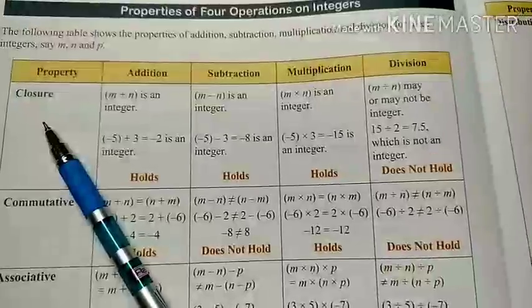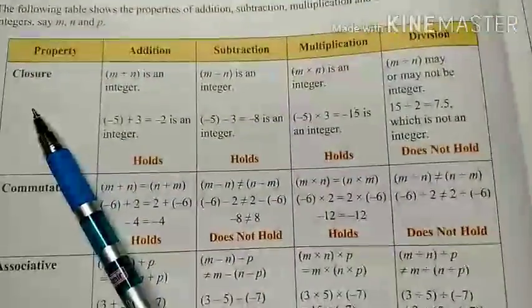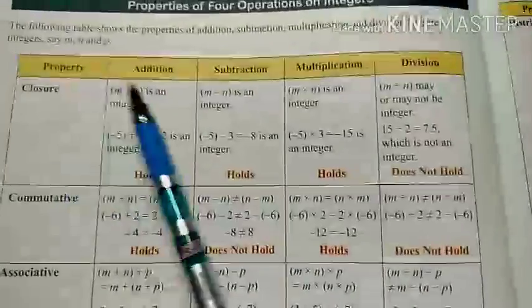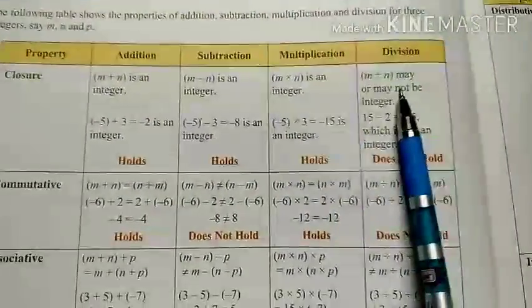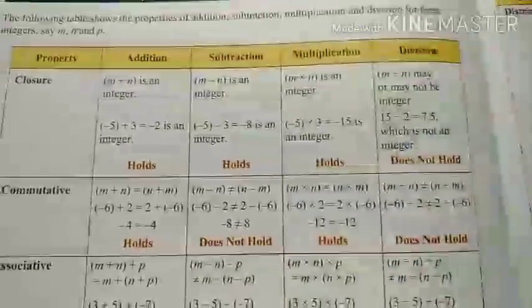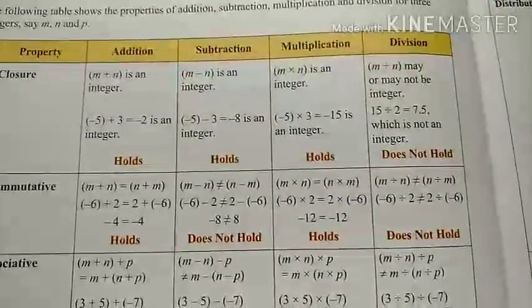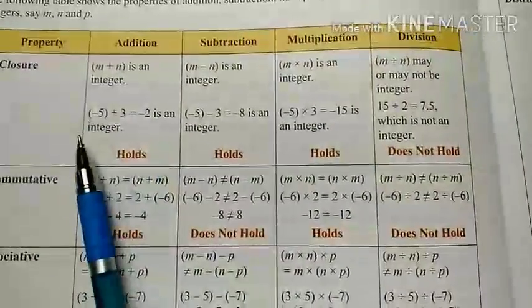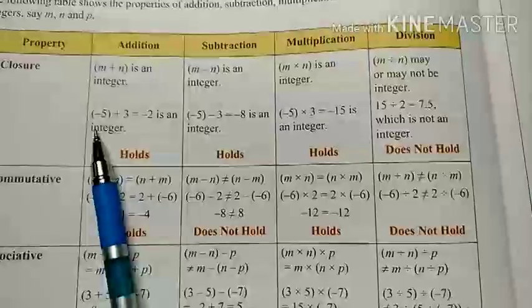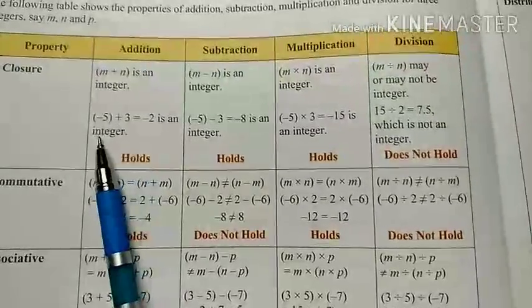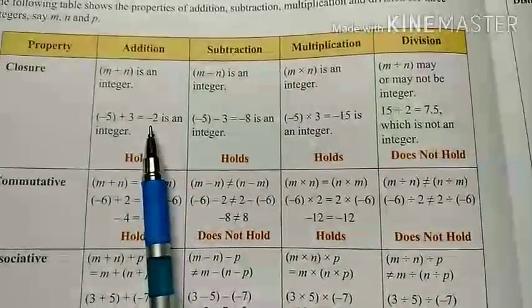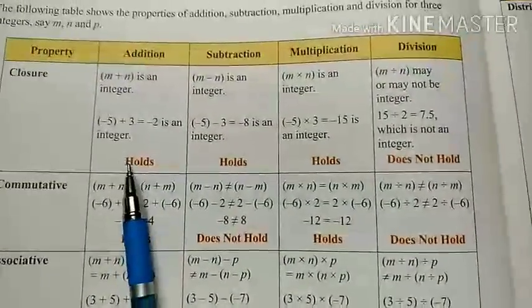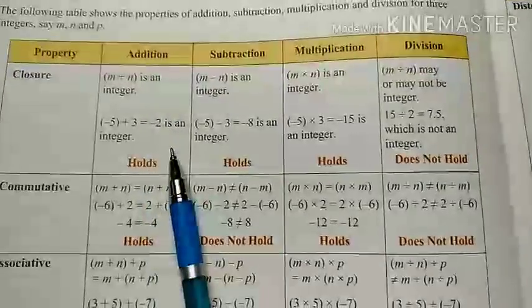First one is closure property. Closure property means you add, subtract, multiply or divide two integers, and if your answer is again an integer, then the closure property is satisfied. Suppose m plus n is an integer. When I add two different integers, one negative and one positive, minus 5 plus 3, I get minus 2, which is also an integer, so closure property holds for addition.